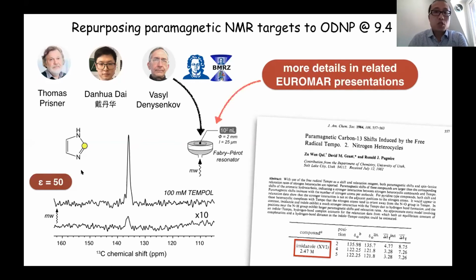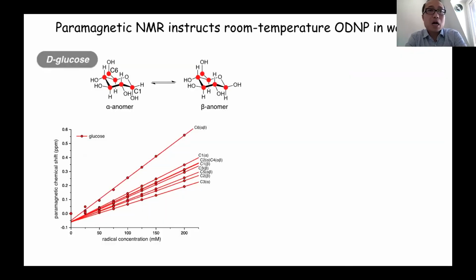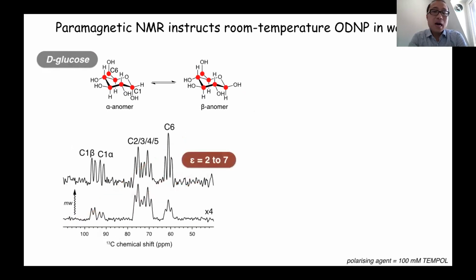This encouraged us to explore some other biological molecules, for example, glucose in water. And again, we do a paramagnetic titration experiment by varying the radical concentration, and you can see the presence of paramagnetic carbon chemical shift in this titration experiment, which informs the DNP experiment at high field. And pleasingly, we indeed observed very nice DNP enhancement on most of the carbons here.